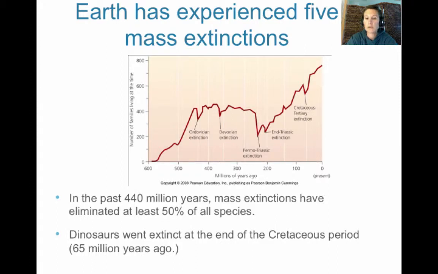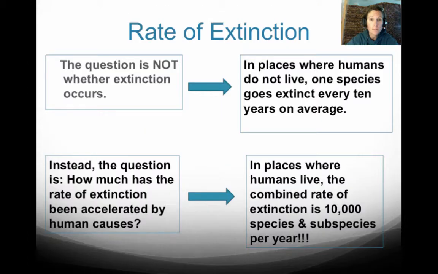Of course, this is copyrighted 2008, so a smidge behind the times. So in the past 440 million years, mass extinctions have eliminated at least 50% of all the species that we knew of during those times. We had dinosaurs go extinct at the end of the Cretaceous period about 65 million years ago, and that's the mass extinction that most people talk about. But we had extinctions before that one, and we've learned that through fossil records and all that.